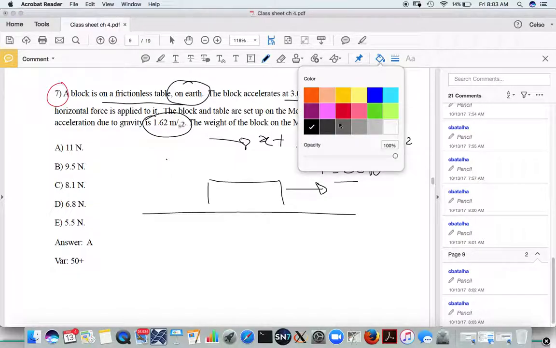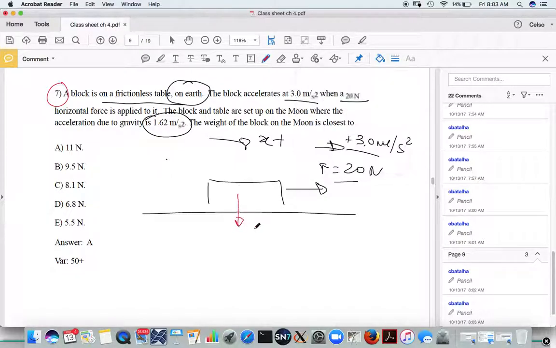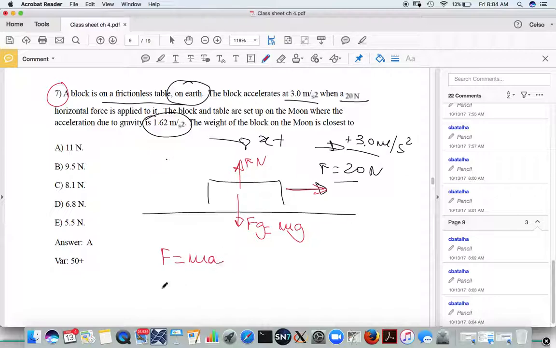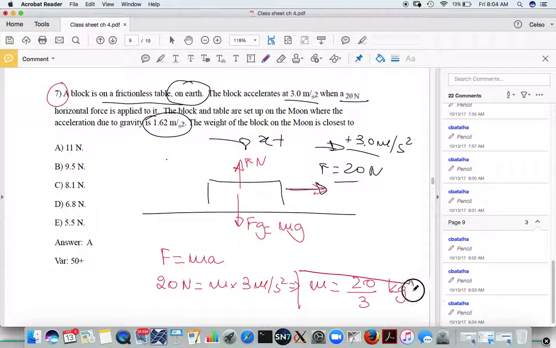So what are the forces on this block on Earth? You have the weight of the block, which is mg. You have the normal reaction of the table on the block, and you have this external force given by 20 newtons. According to Newton's second law, F is equal to ma. So 20 newtons is equal to mass times acceleration, which means the mass of the block is 20 over 3 kilograms. So we have the mass.